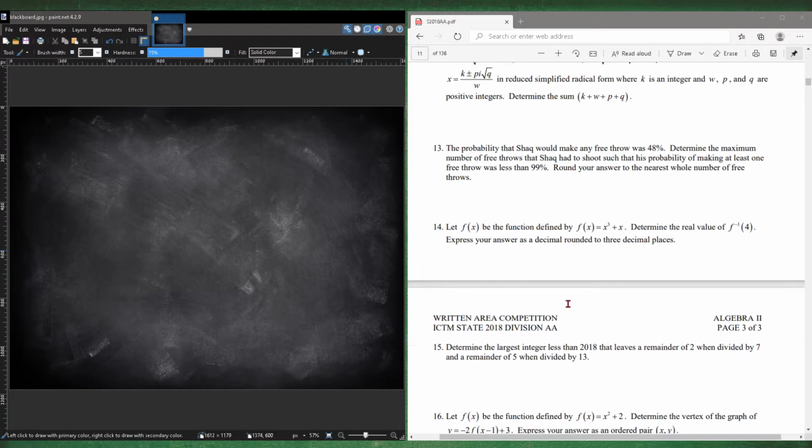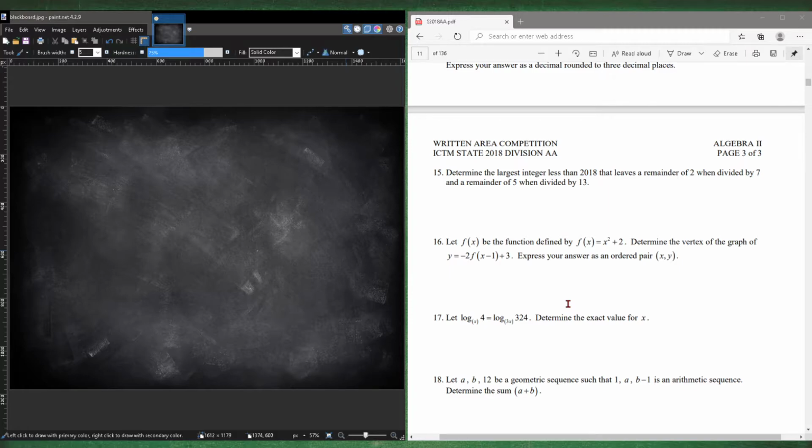Okay, now number 17. Let log base x of 4 equal log base 3x of 324. Determine the exact value of x. First we'll just use log change of base to get log 4 over log x equals log 324 over log of 3x, which is basically log 3 plus log x.